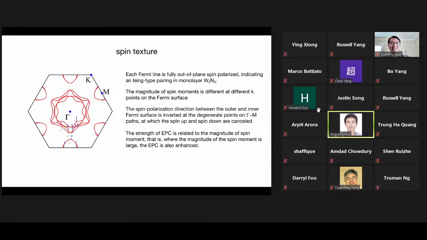The spin texture of the Fermi surface is also calculated in this figure. It is noted that the Fermi lines are fully out-of-plane spin polarized, indicating an Ising-type pairing in monolayer tungsten nitride. This result is similar to the superconductivity in ion-gated MoS2. However, the magnitude of spin moments is different at different key points on the Fermi surface for monolayer tungsten nitride. The spin polarization direction between the outer and inner Fermi surface is inverted at the degenerate points on the gamma-M path, at which spin up and spin down are cancelled.